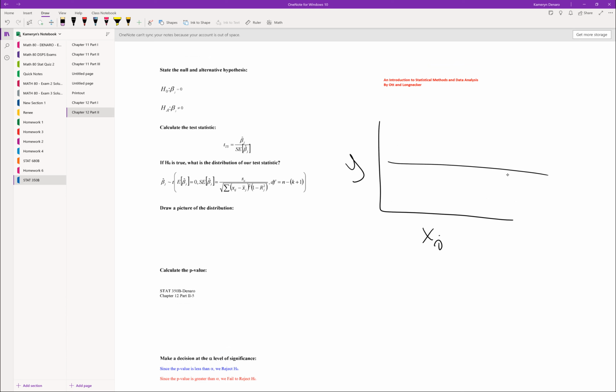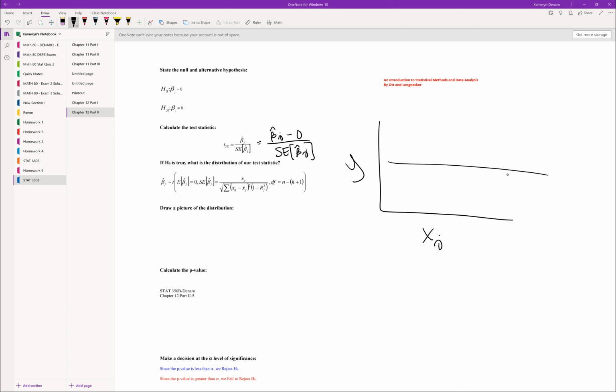Okay, so what are we going to do? We're going to calculate the test statistic. We're going to take beta hat j, divide it by the standard error of beta hat j. Now note that this is really beta hat j minus our hypothesized value of beta j, which is 0, and divide by the standard error of beta hat j.